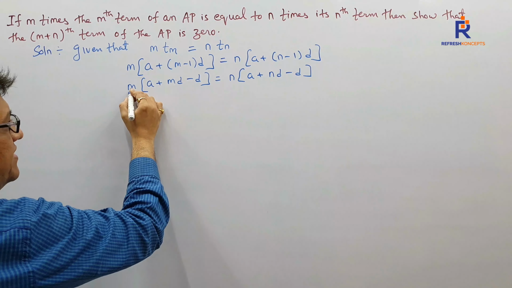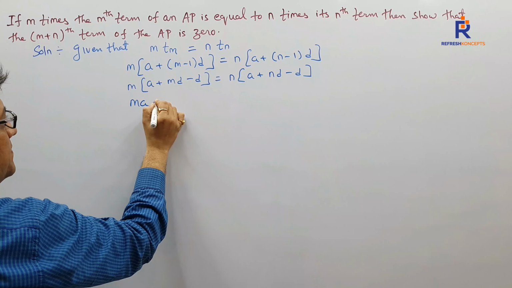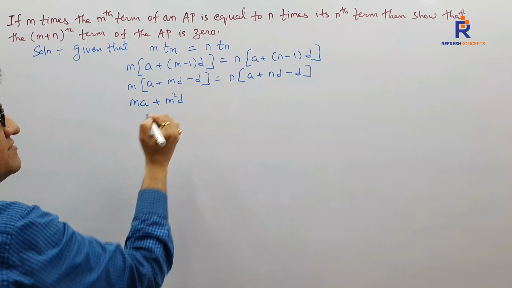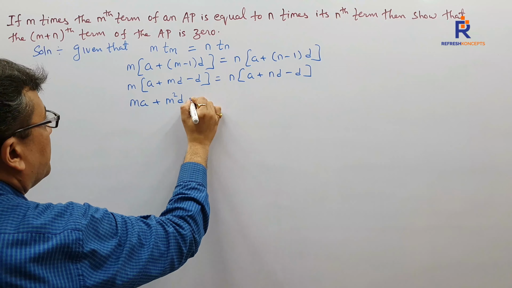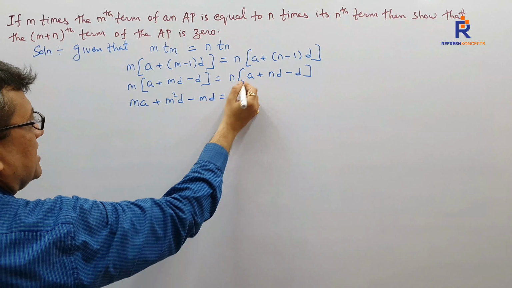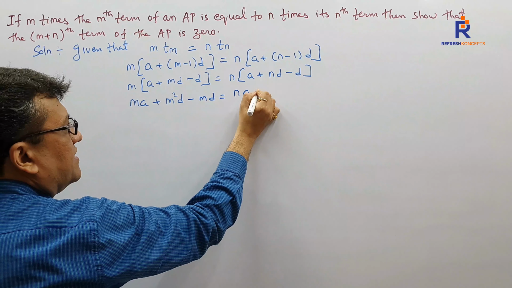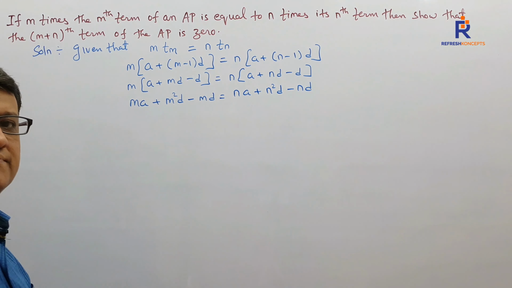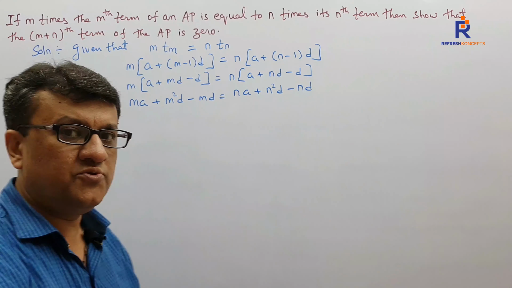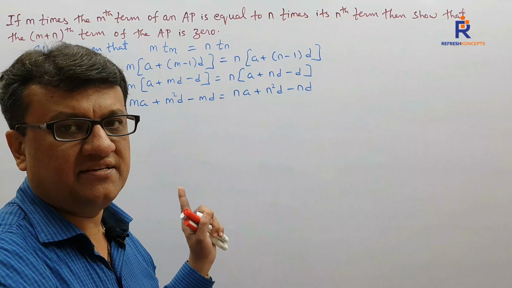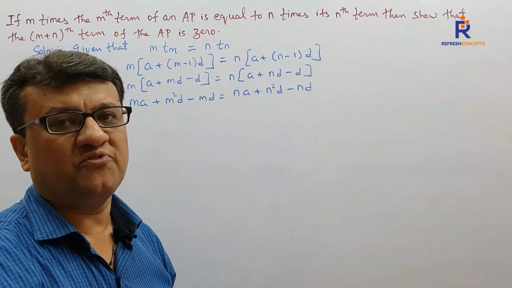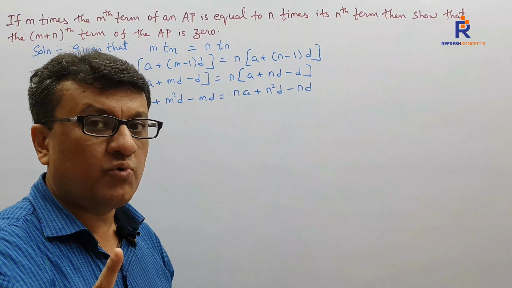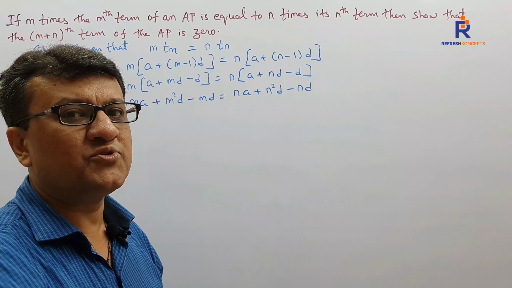Now open this one. Ma plus m square d minus md is equal to na plus n square d minus nd. Now children, what I want you to do is bring everything on one side so as to get the equal to 0 format. Bring everything on one side so as to get the equal to 0 format.